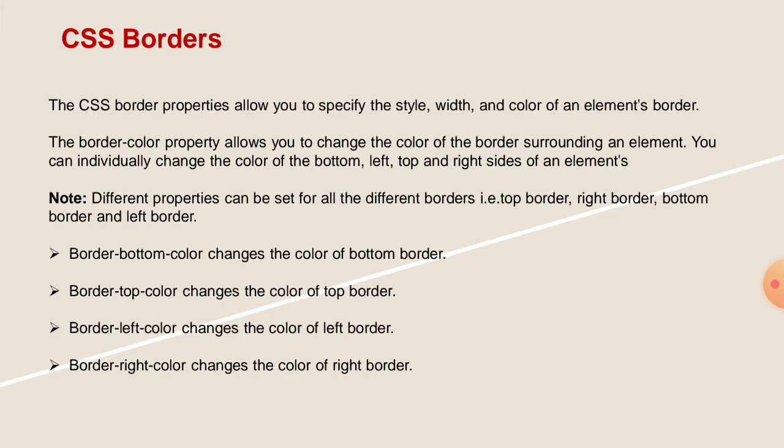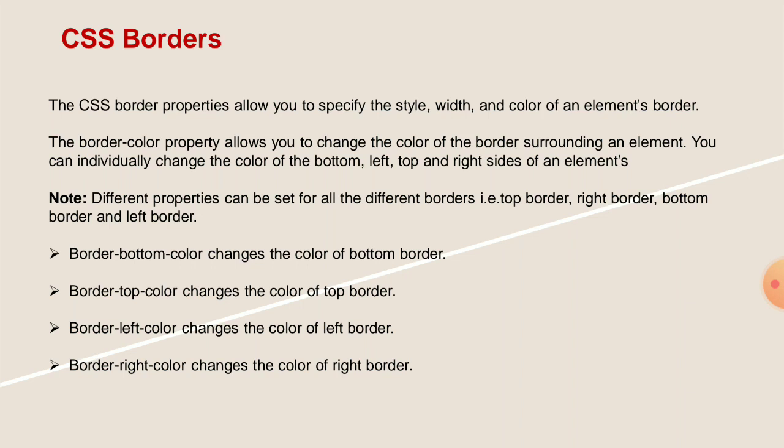CSS border properties allow you to specify the style, width and color of an element's border. The border color property allows you to change the color of the border surrounding the element, and you can individually change the color of the bottom, left, top and right sides of the element. Note that different properties can be set for all the different borders: top border, right border, bottom border and left border.